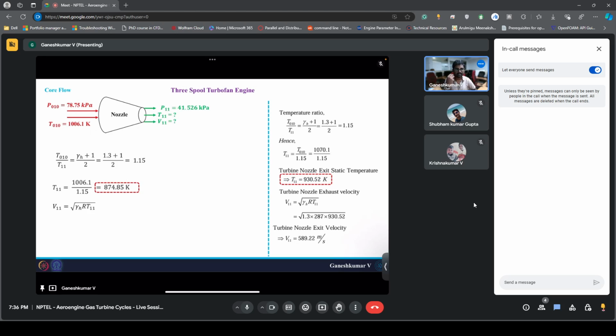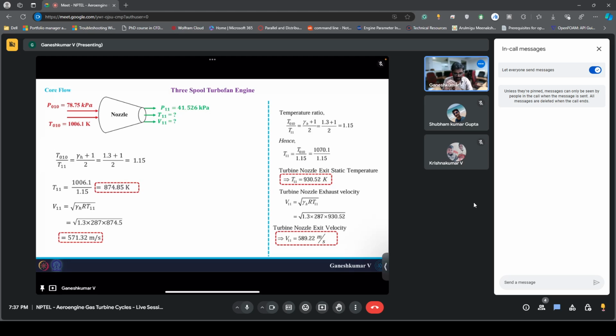Let's see how much that contributes to the reduction in velocity. So if you substitute these numbers, you will end up having a velocity of 571.32 meters per second, whereas previously you had 589. So around 18 meters per second, there is a reduction in velocity.